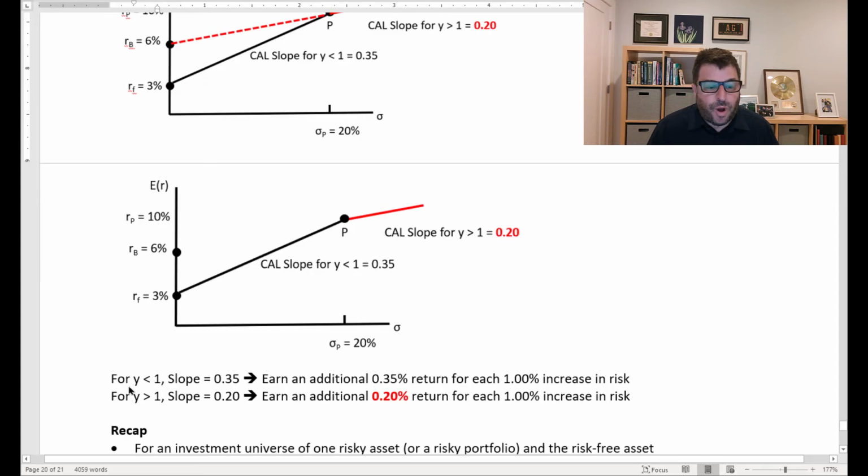And so for Y less than 1, I have a slope of 0.35. I earn an additional 0.35% return for each 1% increase in risk. But for Y greater than 1, because I borrow at 6 and I lend at 3, I earn an additional 0.20%. Remember, in reality, this rate is extremely low, and this rate is likely higher than the 6%.